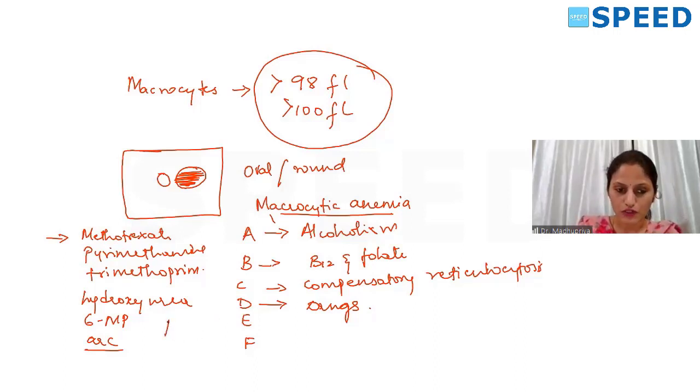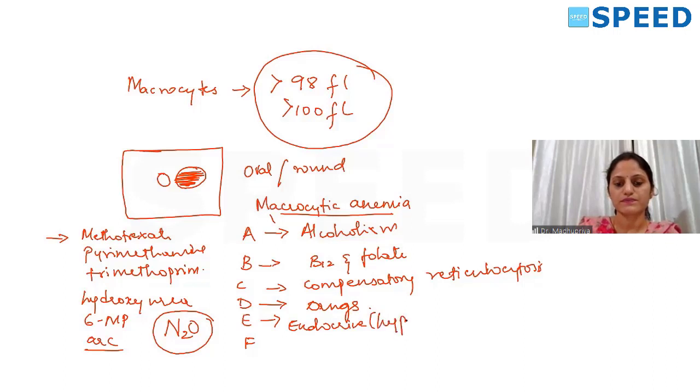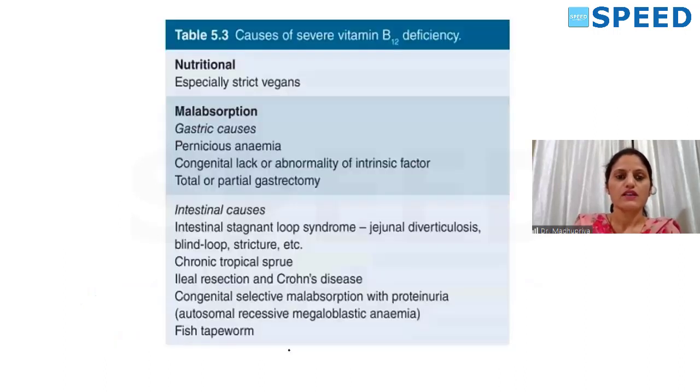Along with these drugs, you have to remember nitrous oxide during anesthesia. After that, E, endocrine cause, hypothyroidism. Then F is in fetus, we have macrocytes. It is normal for a fetus to have macrocytes. So in this, first we will initially get into vitamin B12 deficiency.